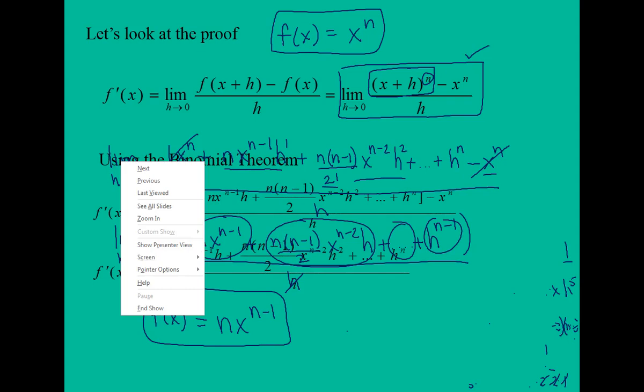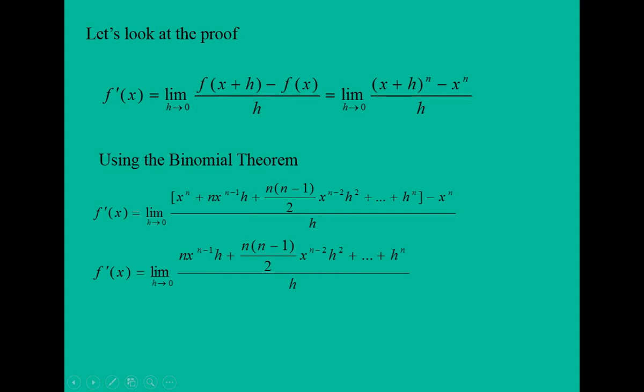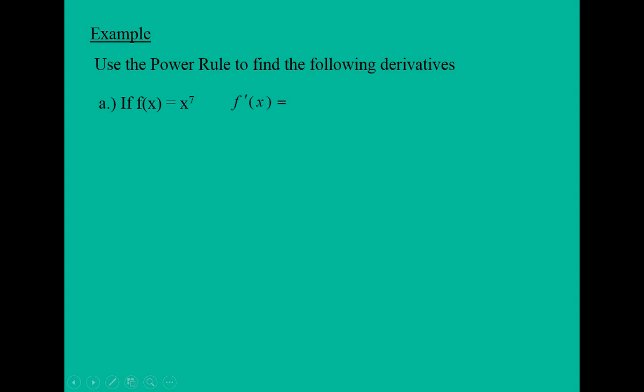And let me erase all the ink on the slide so you can see that. Use the power rule to find the following derivatives. So for this one, the derivative of x to the 7th, we'd pull the 7 down in front, subtract 1 from the exponent. 7x to the 6th.